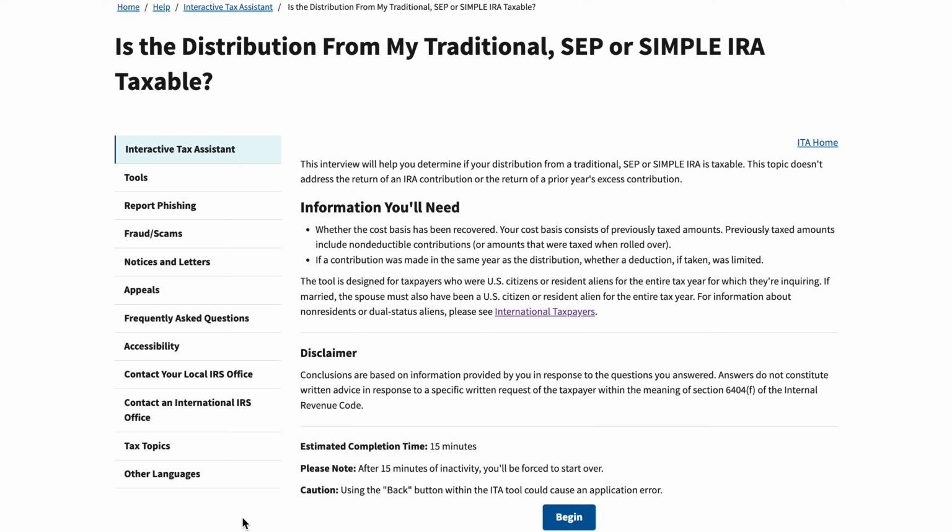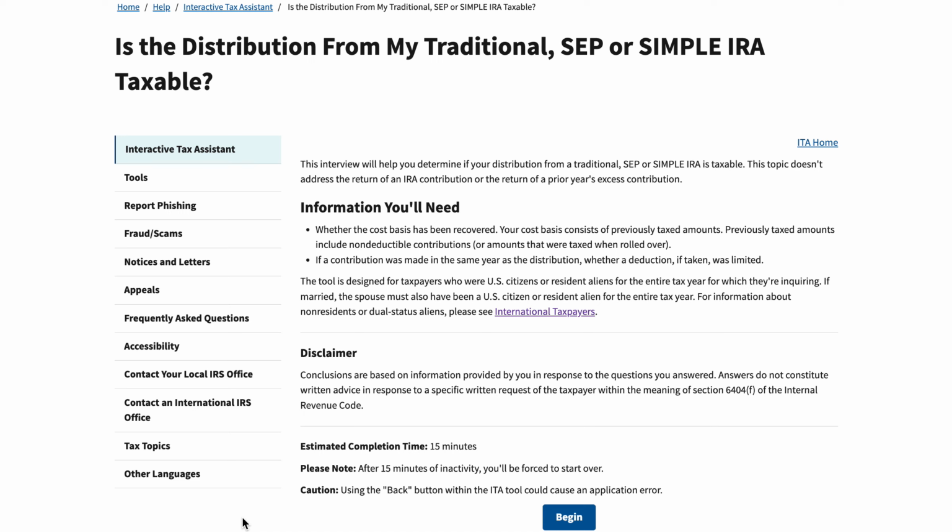If you're not familiar with that, I'll put a link to the article and the video that we've produced on that tax form in our show notes. You'll also need to know whether or not a specific contribution was made in the same year as the distribution, and whether or not a deduction was taken, even if that deduction was limited.